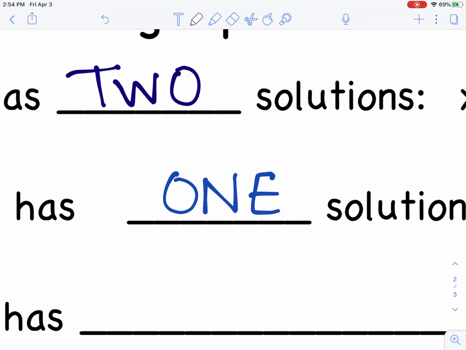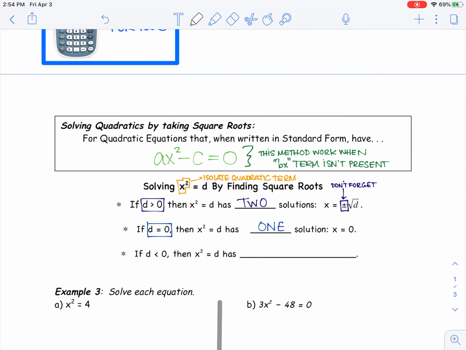Sorry for this random little O that's sitting here. I'm going to go ahead and white that out so you don't see it.